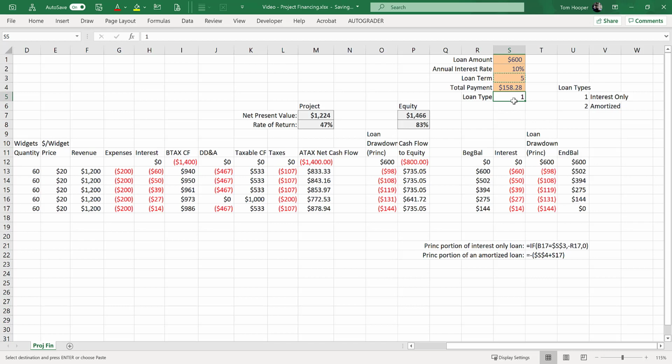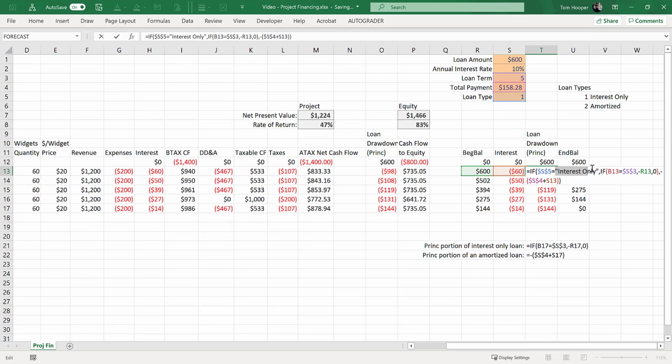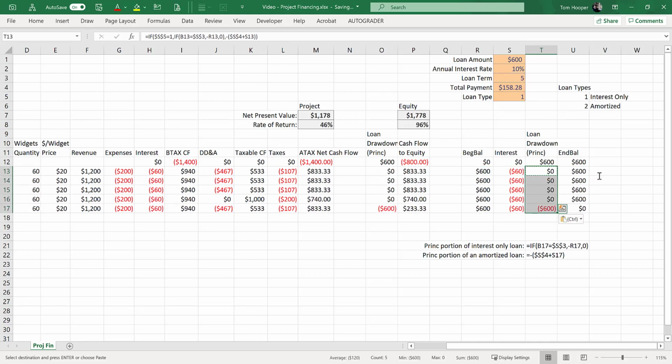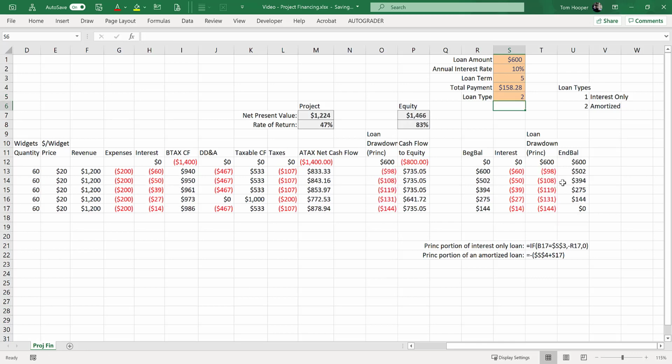I'm going to copy that, paste the format since that's an input. And instead of saying if that equals interest only, now I'll say if it equals 1. Copy, paste. Now I can do a 1 or a 2. We can clean this up one tiny bit more. Instead of using the if statement, which I think is intuitive to everyone, I'm going to use something new, and I'm going to call it choose. I'm going to use something called choose.